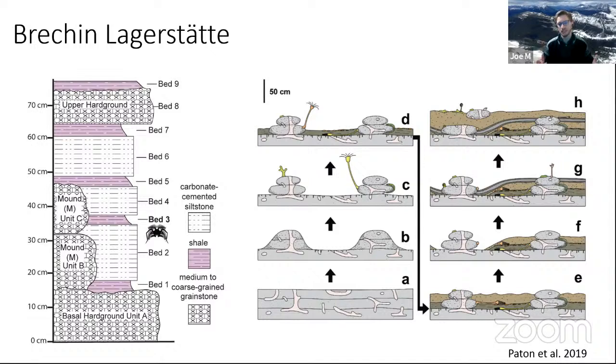And then repeated storm events buried that hard ground, and they buried it again. And each time entombing the communities that were living on this hard ground. And I want to draw your attention in particular to a bed that we call bed 3, which is a shale bed, where we found, in addition to exceptionally preserved shelly organisms, some soft-bodied macrofossils for the first time.